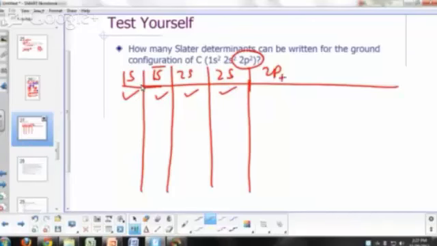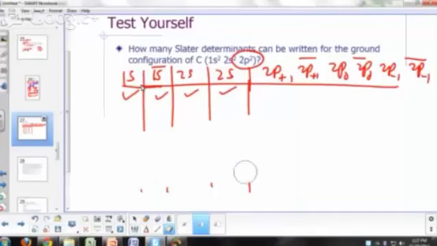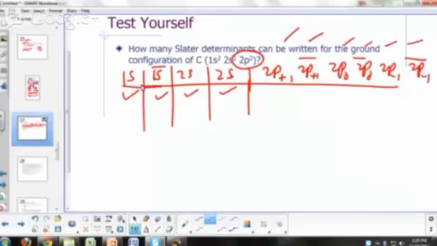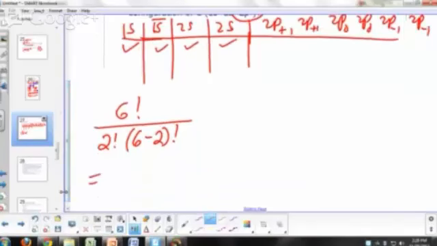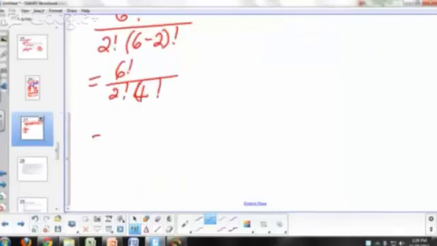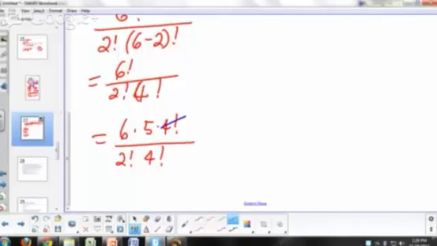So you have 2p plus 1, 2p plus 1 bar, 2p0, 2p0 bar, 2p minus 1, 2p minus 1 bar. How many ways can that be? Let's look at the formula. How many spin orbitals do we have? 1, 2, 3, 4, 5, 6 spin orbitals. So 6 factorial divided by, how many electrons do we have to distribute? So 2 factorial times 6 minus 2 factorial. And so that gives us 6 factorial divided by 2 factorial times 4 factorial. And that gives us how much? 6 times 5 times 4 factorial divided by 2 factorial, 4 factorial. 4 factorial cancels out. That's 30 divided by 2, 15 ways.